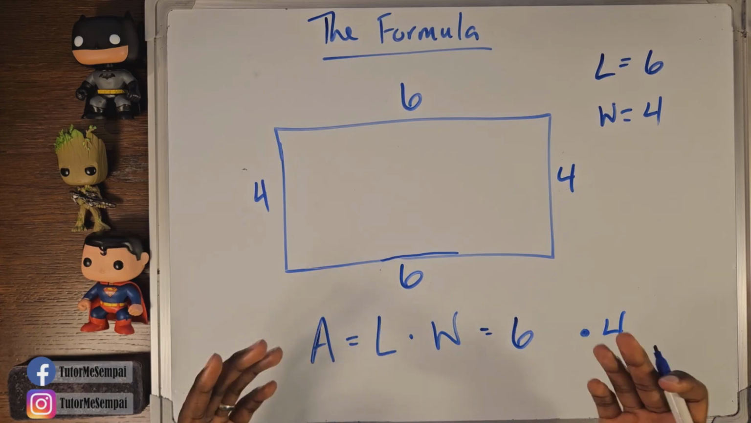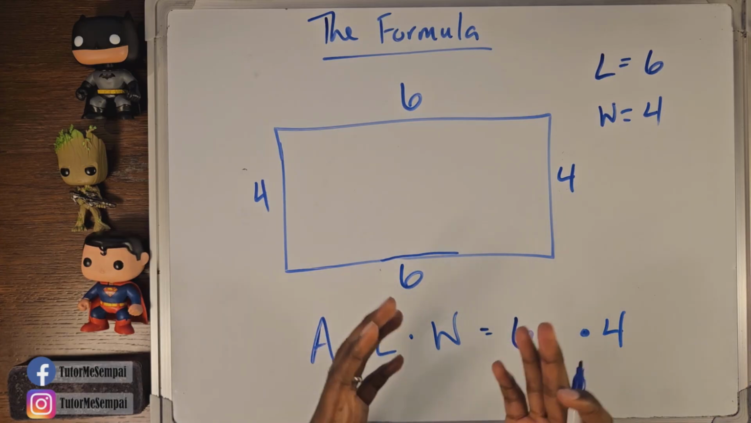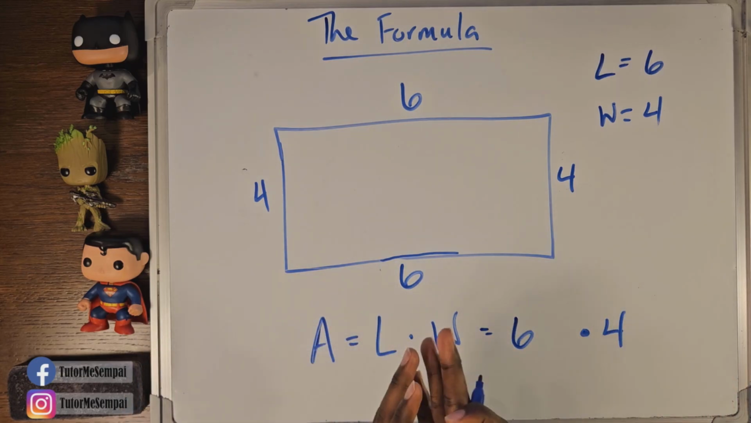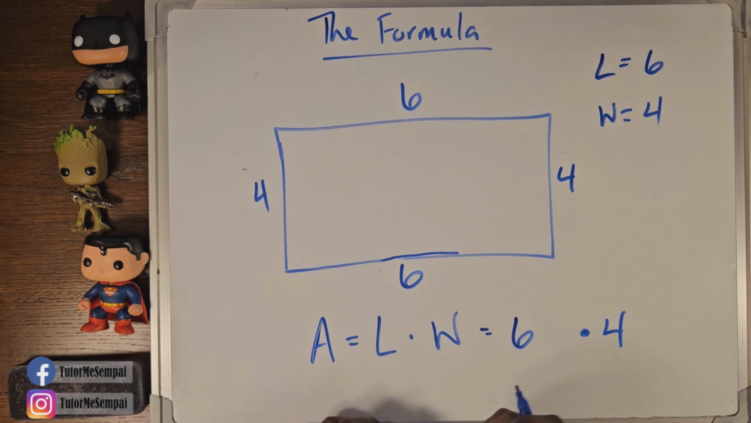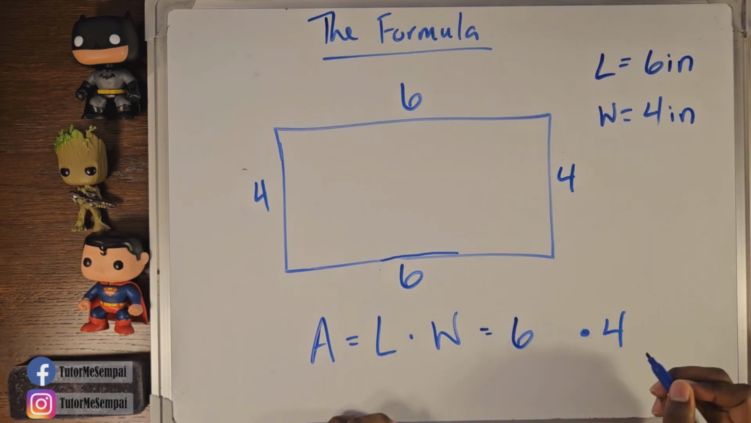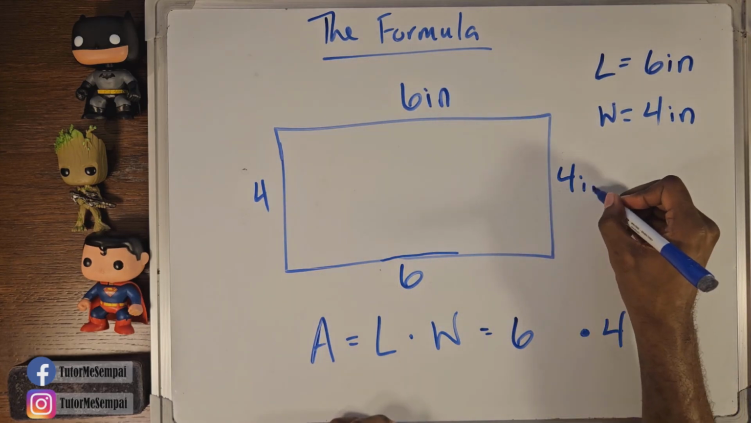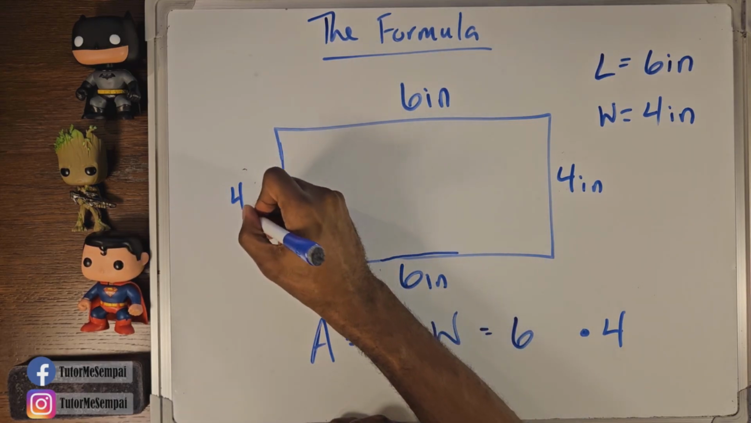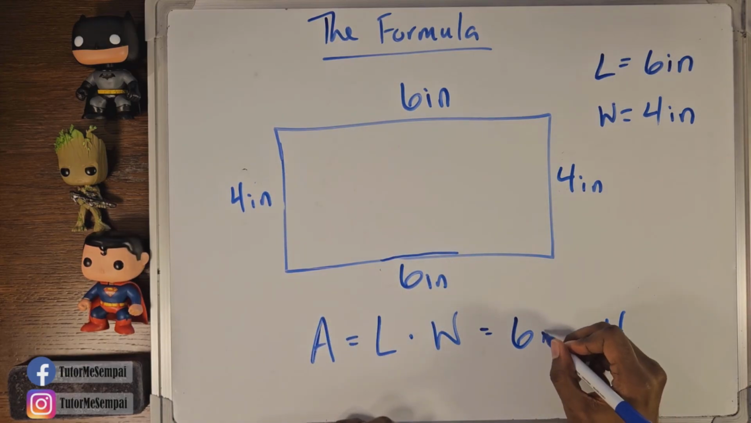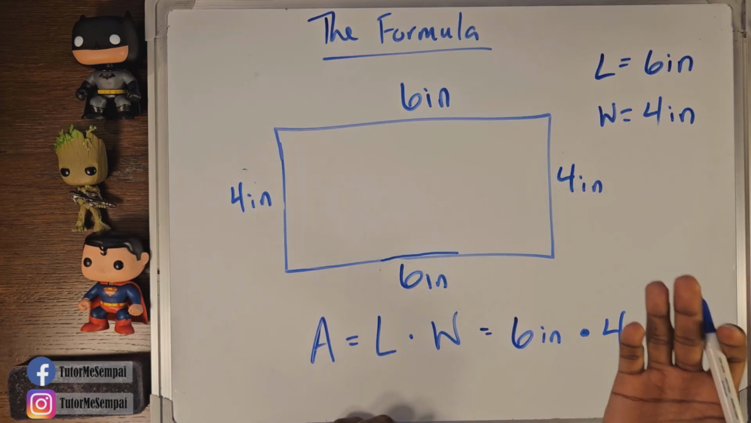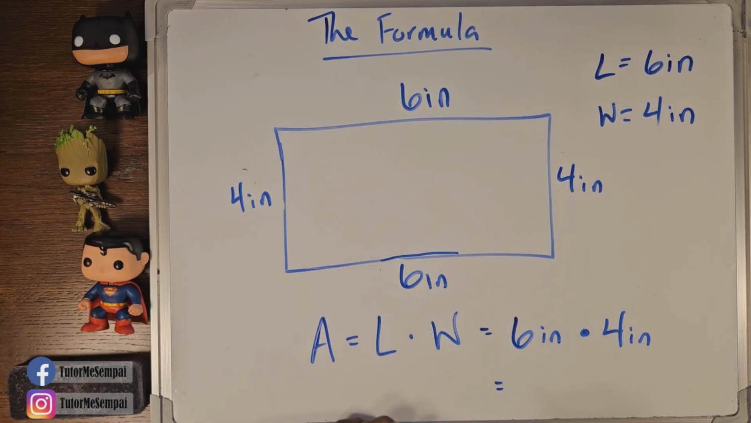However, that's not all we want to do here. If you recall, for perimeters, we had units. So we're probably going to put units back in for your area. Let's say this was 6 inches and 4 inches. Now we have units everywhere. If we were to multiply 6 times 4, what will we get? Well, this is going to be 24.